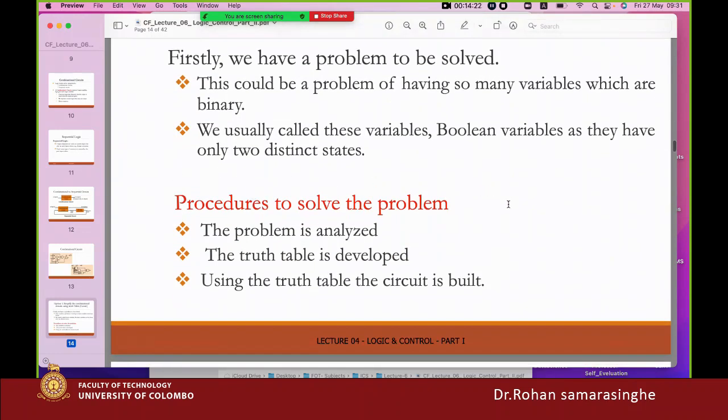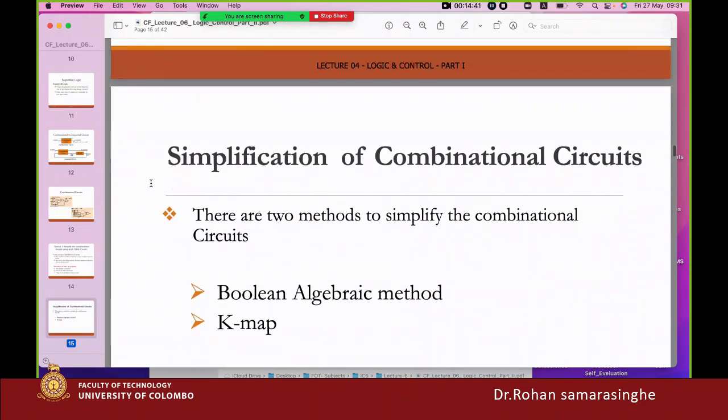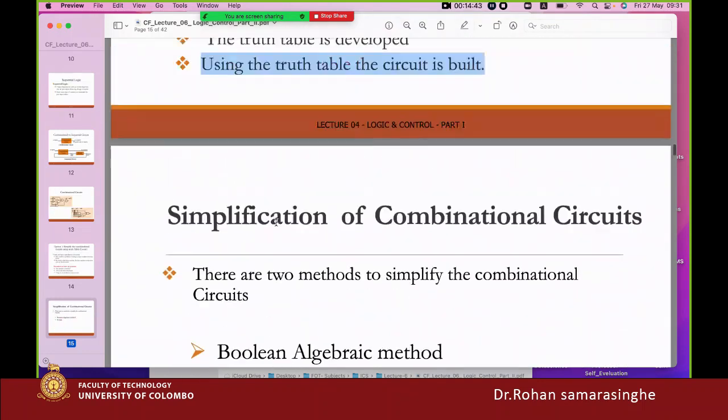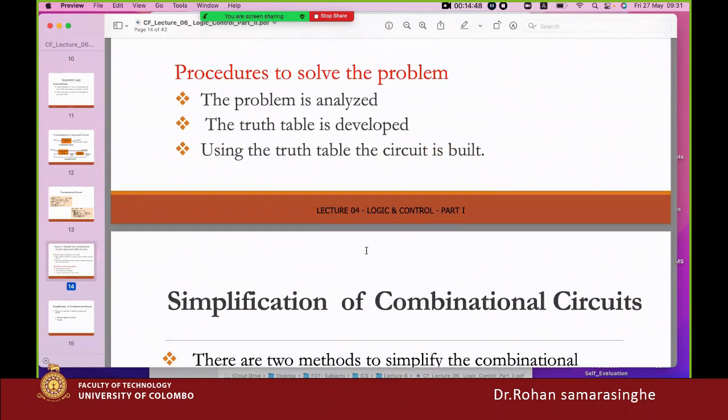This is the procedure to solve that problem. The problem is analyzed. You have to analyze the given problem well, and after that, if possible, derive the truth table. Using the truth table, the circuit is built. I will explain how to build it. There are two methods. When you build the circuit, you don't know whether you have used the minimum number of logic gates to get the required output.